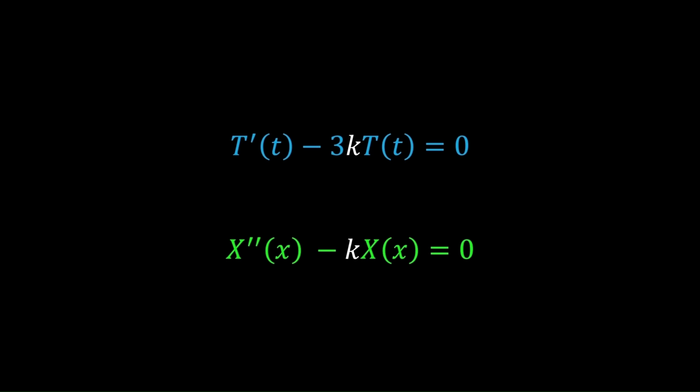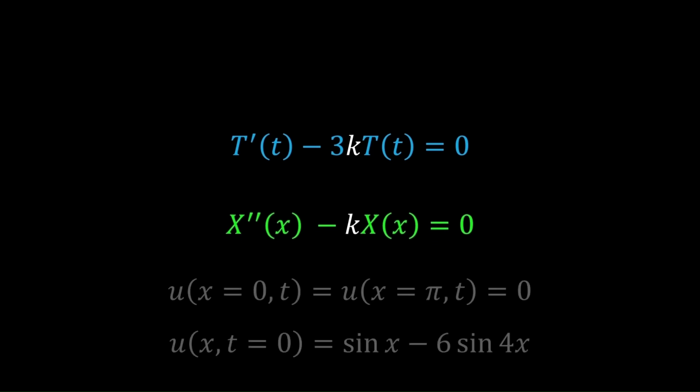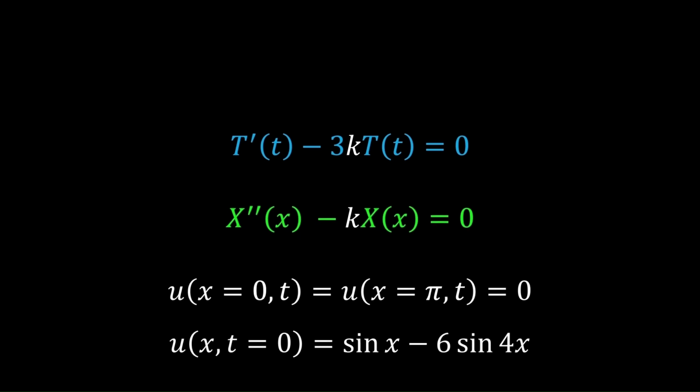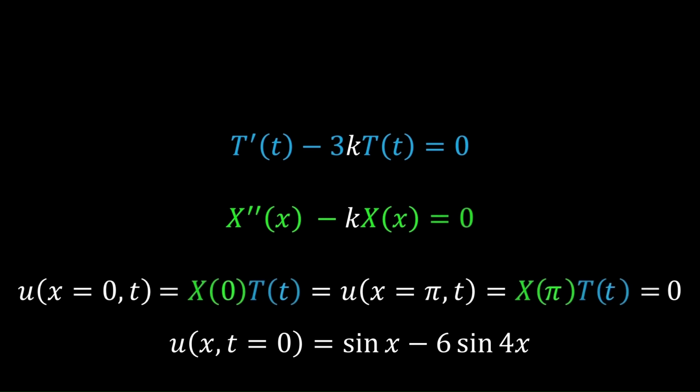And if we remember, we were given this information for u(x,t) at the start of the problem. Now we just have to repackage these initial and boundary conditions in terms of u into conditions in terms of capital X and capital T. We can start with the boundary conditions at x equals 0 and x equals pi. Writing these in terms of capital X and capital T is easy because capital X only depends on x and capital T only depends on t. And so we end up with X(0) times T(t) is equal to X(pi) times T(t) is equal to 0.